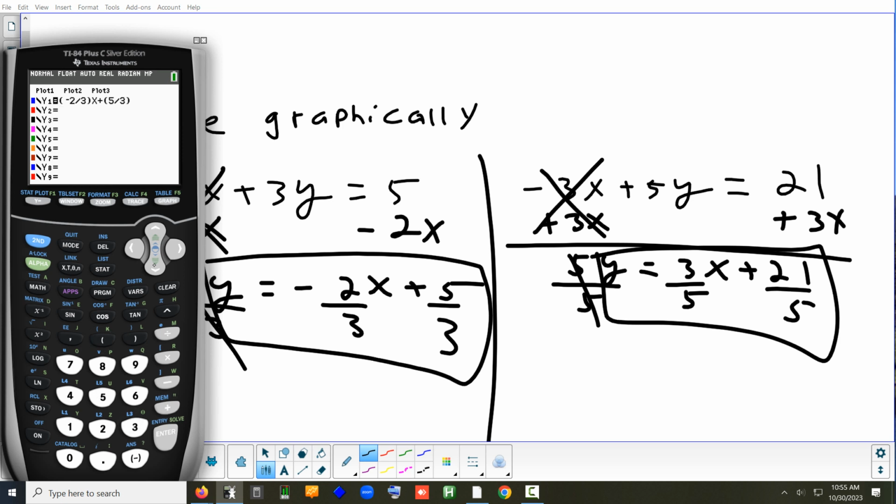So that's one way. Or the other way you can type it is you can put the x in top. Right? You can type it as 3x over 5 plus 21 over 5. It doesn't matter which way you do it. I've just shown you two different ways. Any question on either way that I typed it in?